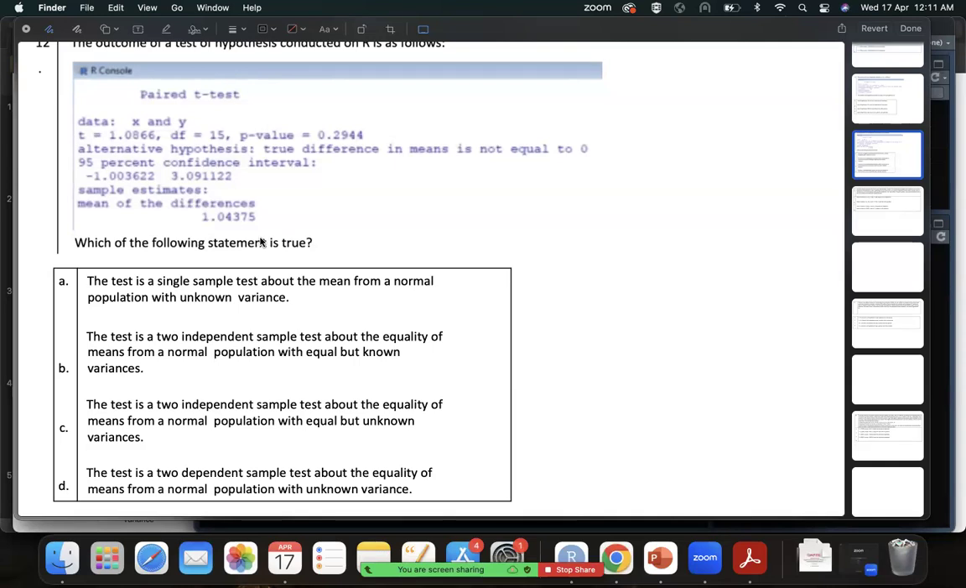Dependent. Which of the following is true? The test is a T, so it's a paired T test. True difference in means is not equal to 0. So they're calculating difference in means.